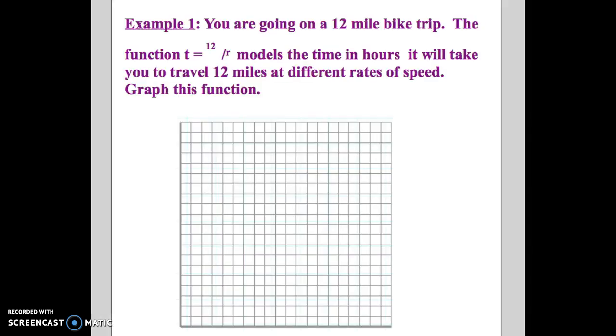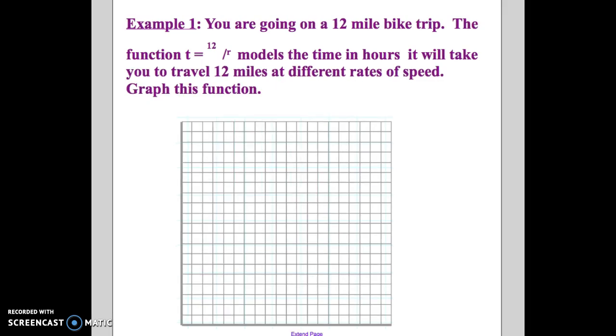So we're going to go ahead and practice graphing a rational function. This one is a word problem. You are going on a 12-mile bike trip. The function t equals 12 divided by r models the time in hours that it will take you to travel 12 miles at different rates of speed. And we're going to graph this function.